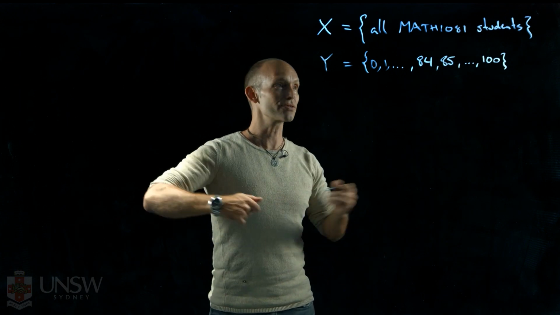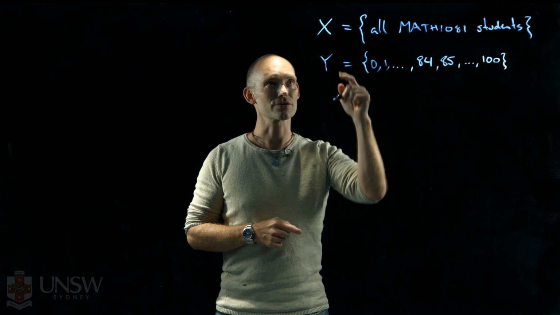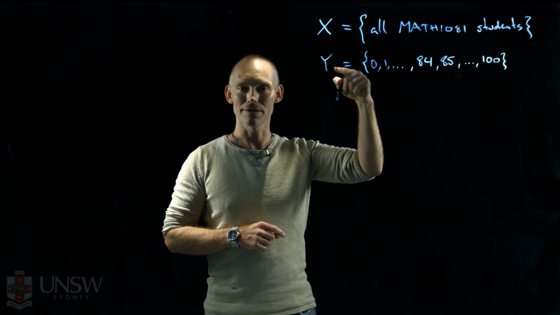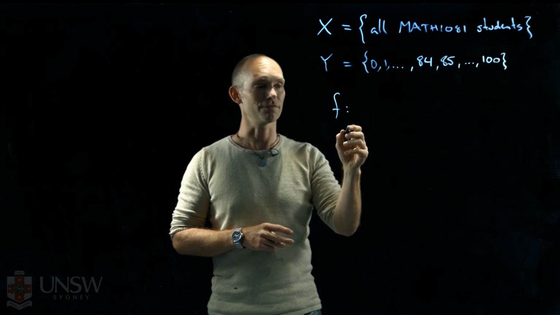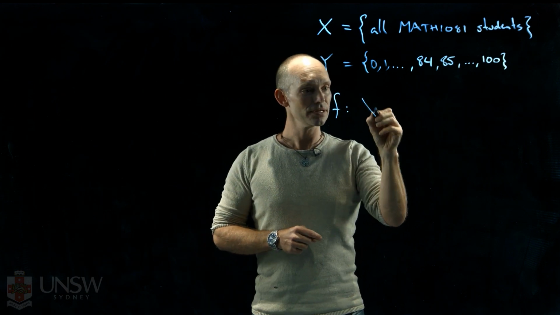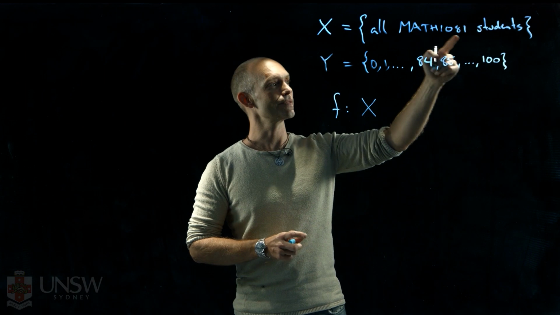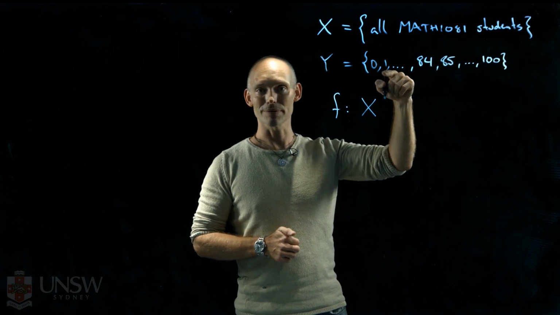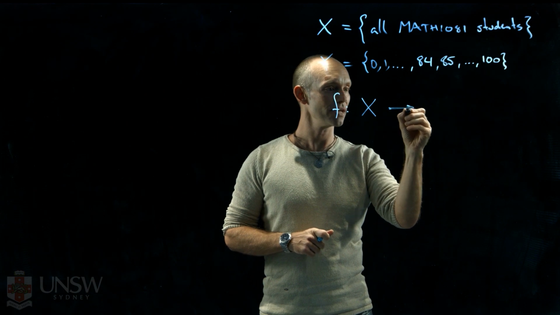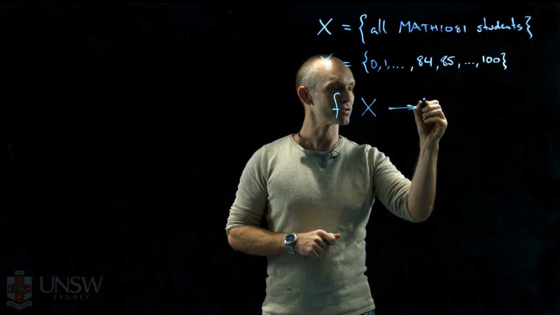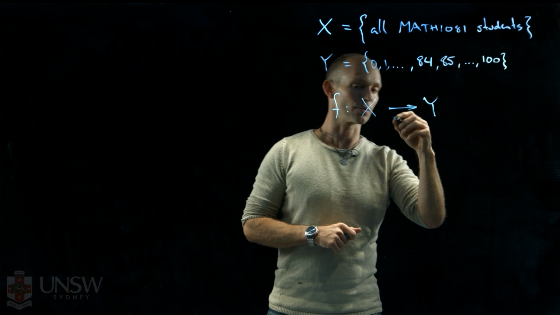Now we can define a function on these sets, or rather a function from that set to this set here. And we can write that. Let's call the function f for function. And we can indicate that we're taking elements from this set and assigning them elements from that set, function values in other words. So elements of x go towards elements in y, and that's how we write it up.